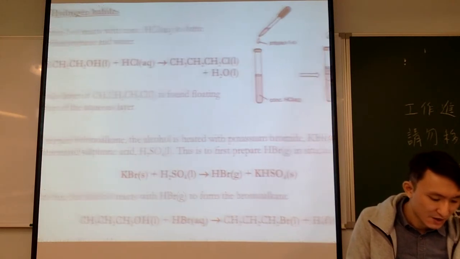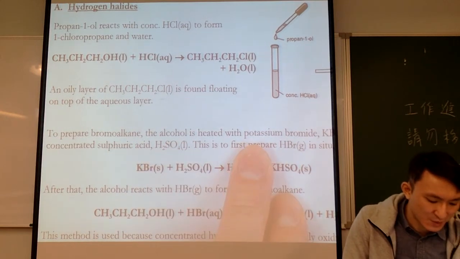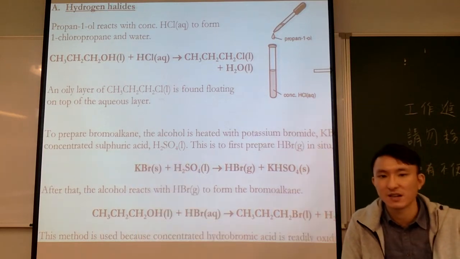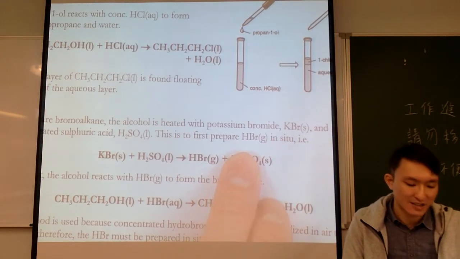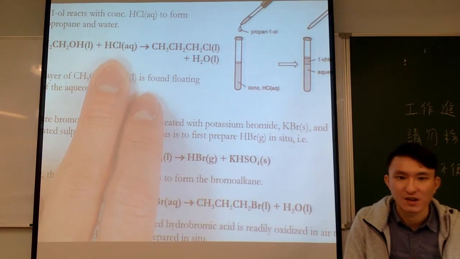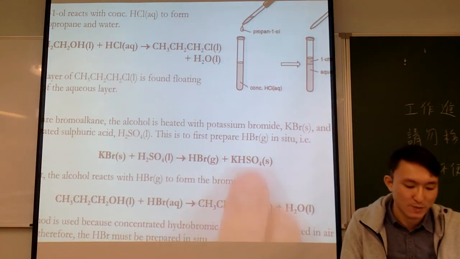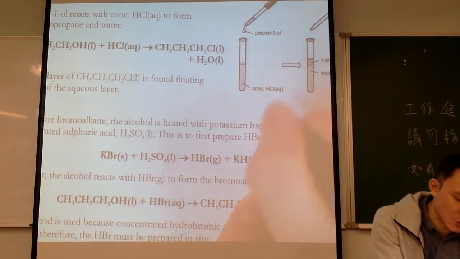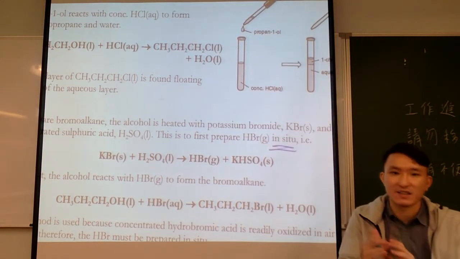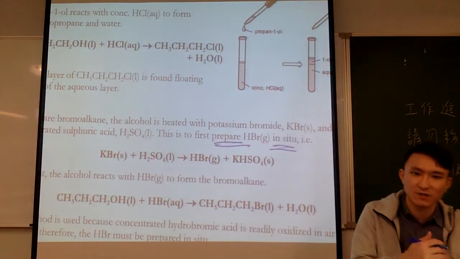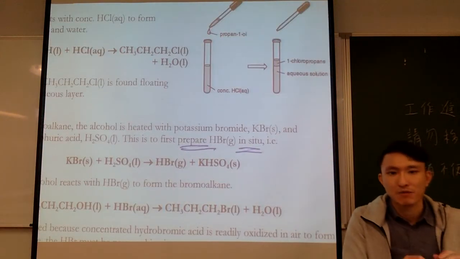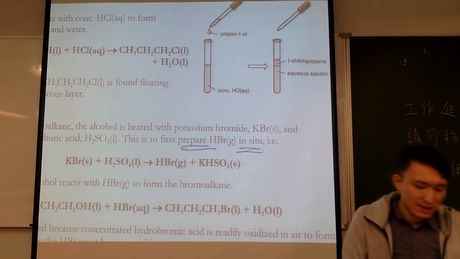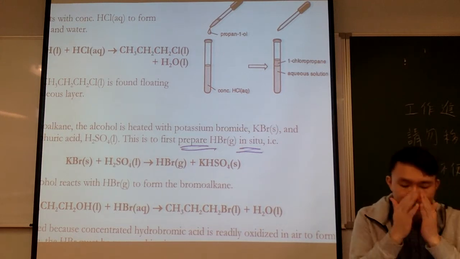So here, we will have the alcohol heated with potassium bromide and concentrated sulfuric acid. The reason is because HBr is unlike HCl. HCl is much more stable, but HBr is not quite stable. Okay, so we need to prepare it in situ. Now, what do you mean by prepare in situ? Okay, this is a very important phrase in chemistry. In situ means at the place. At the place. The idea is, think about it.